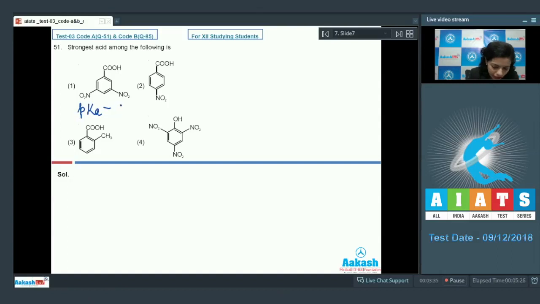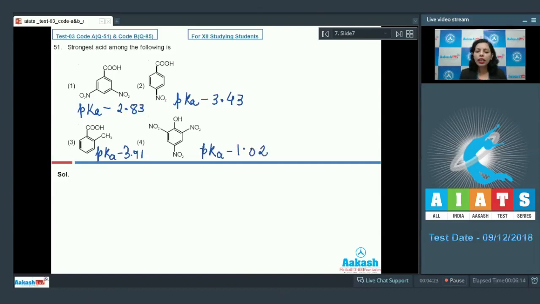The pKa value for this case is 2.83. Now the second case, 4-nitrobenzoic acid. The pKa value for this case is 3.43. Then we have ortho-methyl benzoic acid, which has the pKa value 3.91, and then the pKa value for picric acid is 1.02. So if you look at the pKa values, you will identify that picric acid has the least pKa value. It means it is the strongest acid.